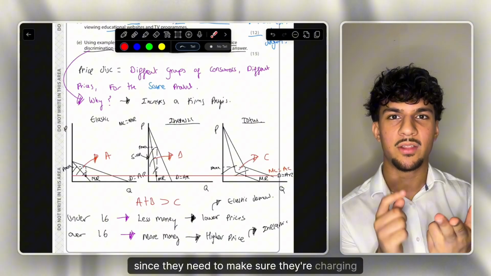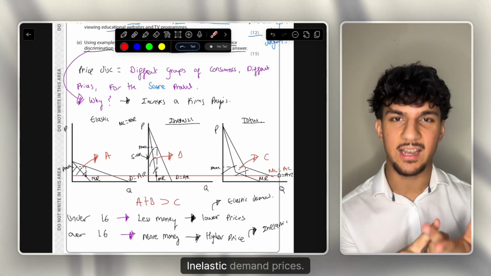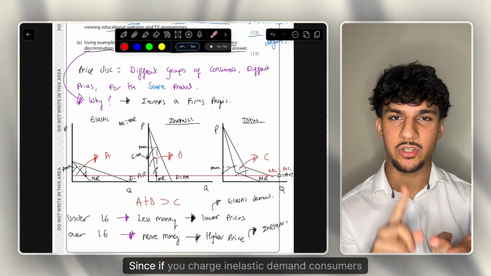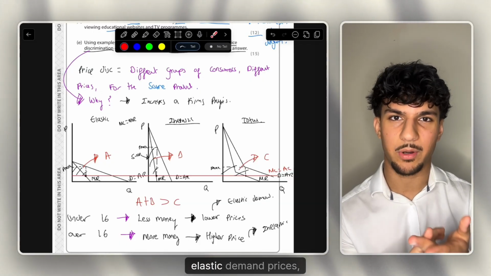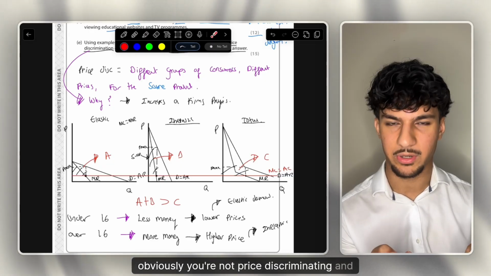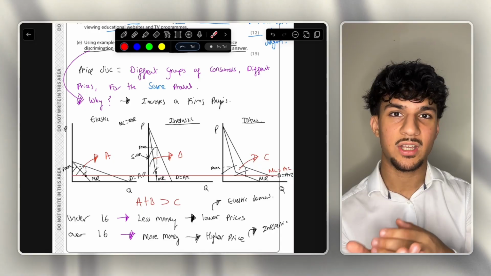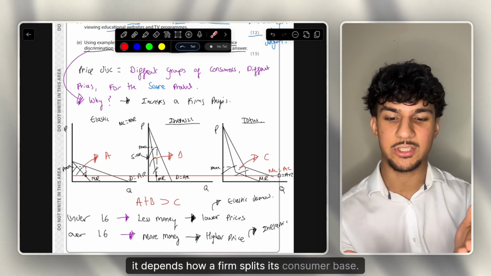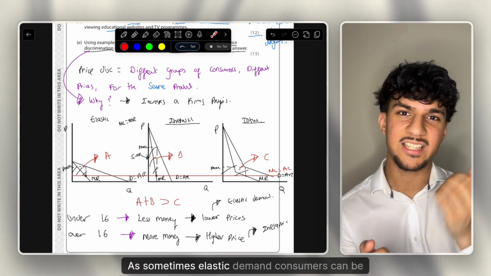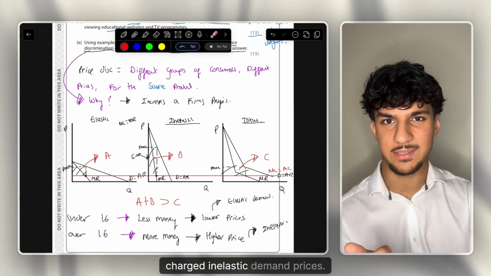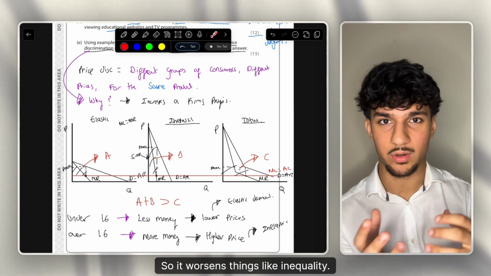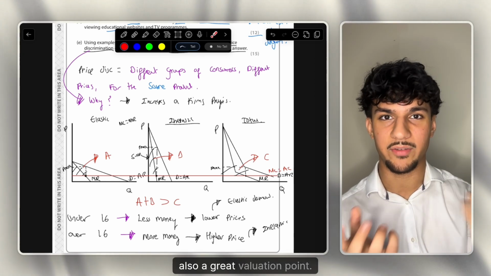So it needs to know which consumers are elastic versus inelastic demand consumers, since they need to make sure they're charging inelastic demand consumers inelastic demand prices. So if you charge inelastic demand consumers elastic demand prices, obviously you're not price discriminating and you're losing out on profit. But then also, and it works in evaluation, it depends how a firm splits its consumer base, as sometimes elastic demand consumers can be charged inelastic demand prices, which worsens things like inequality. So that's also a great evaluation point.